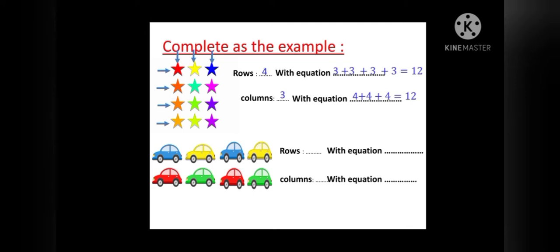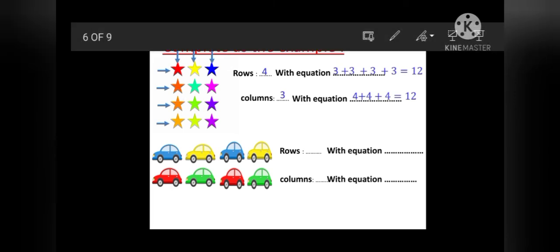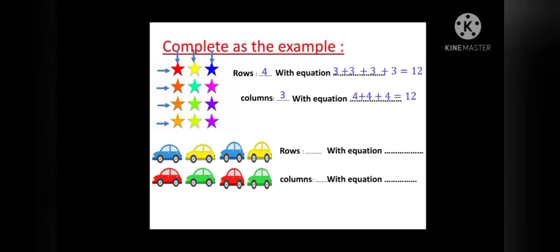To make sure your answer is right, I should count all stars. Count with me. 1, 2, 3, 4, 5, 6, 7, 8, 9, 10, 11, 12. I have here 12 stars, so my answer is right. The second one, I have it here. It asks me how many rows, how many columns, with equation.